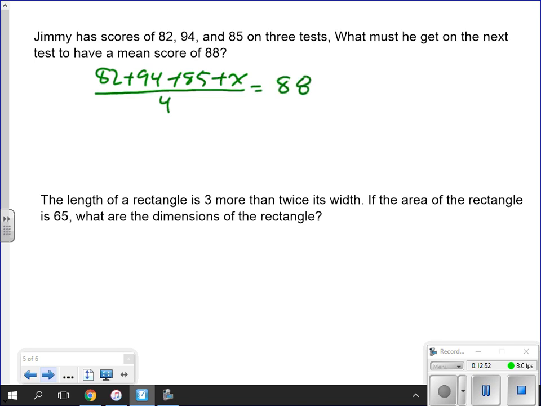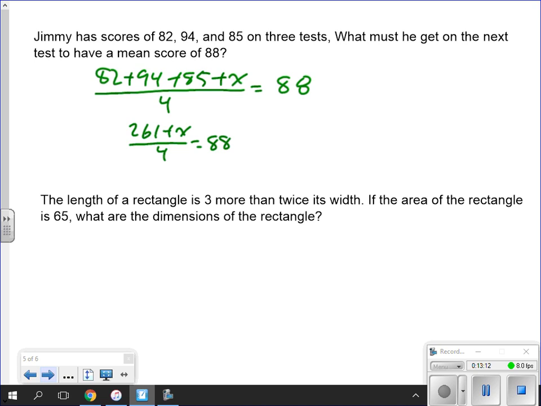That means that's what our average is. 4 test scores. The 3 we have plus the new one. What am I going to need to get on the new one to get an average of 88? That's your setup. Add these numbers together, and you get 261 plus x over 4 equals 88.